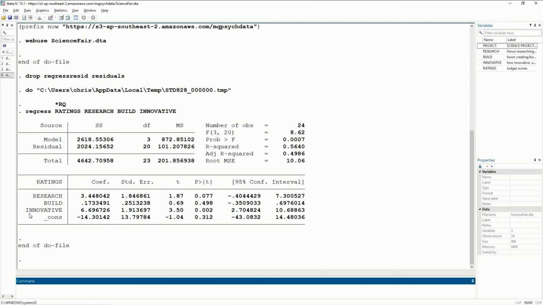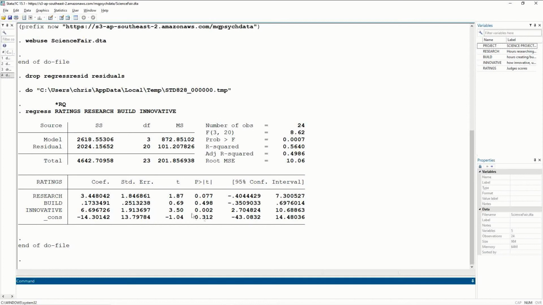Finally, we get to innovativeness. It has a coefficient of 6.7, so 6.696 rounds to 6.70. So that's quite decent. For every 1 unit increase in innovativeness, your ratings will increase by 6.70 units. So that's considerable. And it has a standard error of 1.9. It has a very large t compared to the others, 3.5, and is significant. And here, when we look at the confidence intervals, we can see they're both positive.